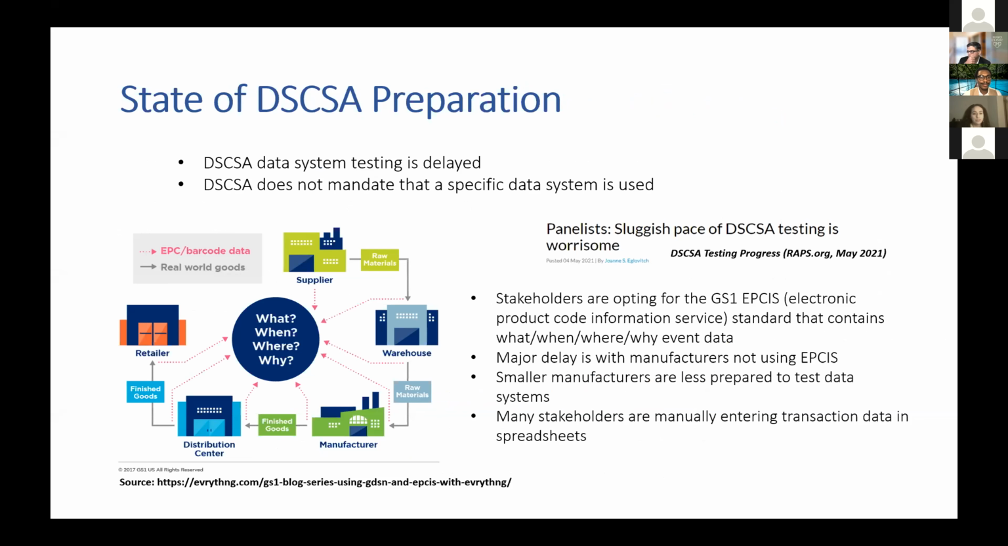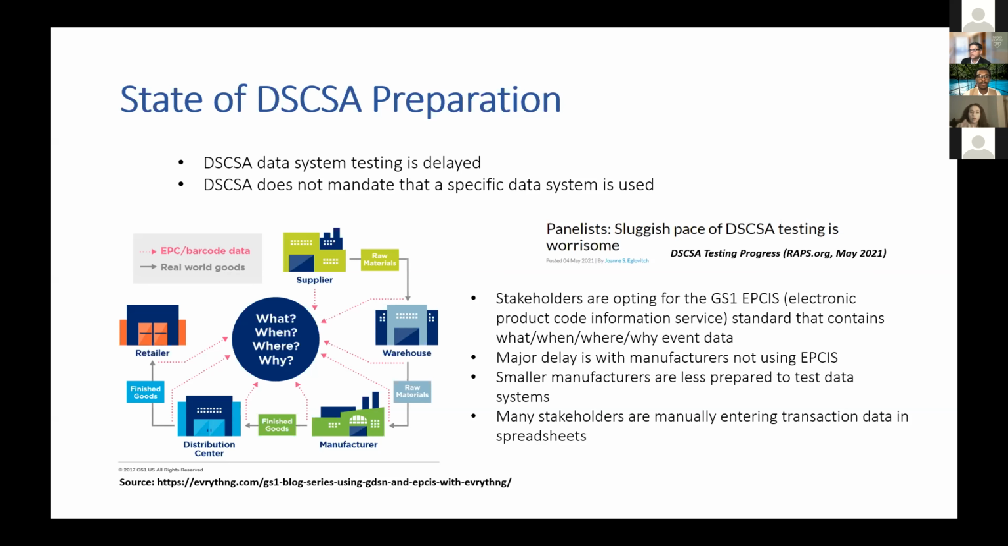So when it comes to preparation on the US side, we have different regulations, different requirements, but they have similar overlapping themes. We have delayed data system testing. There have been a couple of reports published, there have been articles, industry panels, and it's just over the past few months. That industry panel mentioned just 2 weeks ago, I think, that testing is worrisome. It's delayed on the US side. The US is not specifically mandating that one specific data system is used. Most stakeholders are opting for a global supply standard. It's called the Electronic Product Code Information Service Standard.